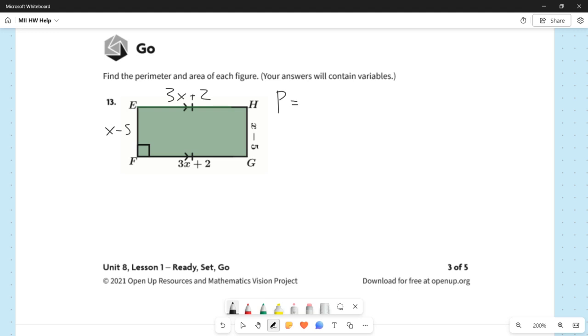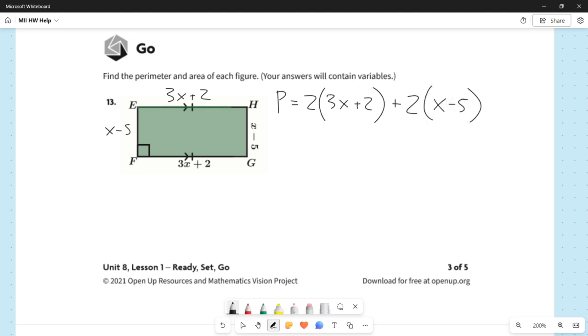And if you were to write out the sum as 4 separate things, that's fine, and that might even be easier. For me, I find that it's easier with a rectangle to think of it as two sides that are the same thing. So we have 3x plus 2, plus we have 2 that are also the same, which is x minus 5.